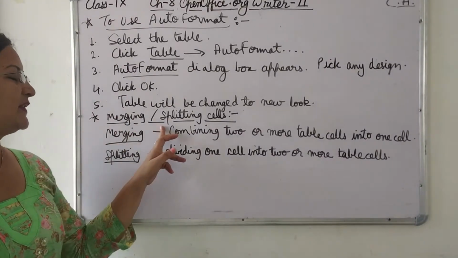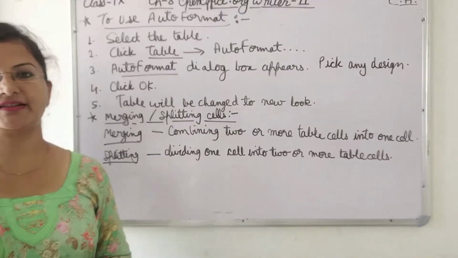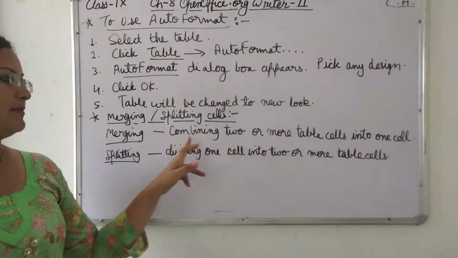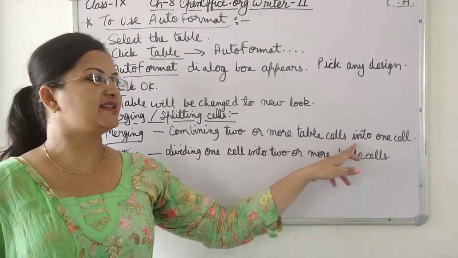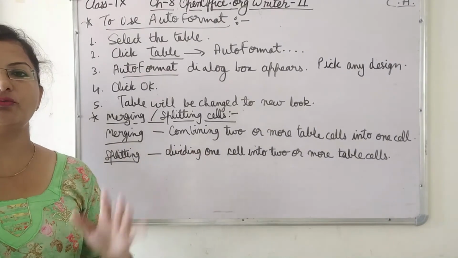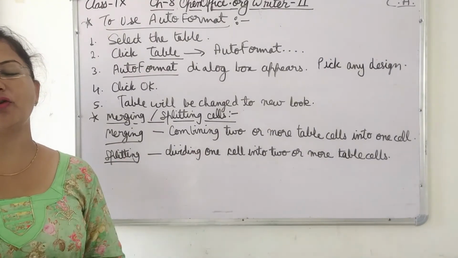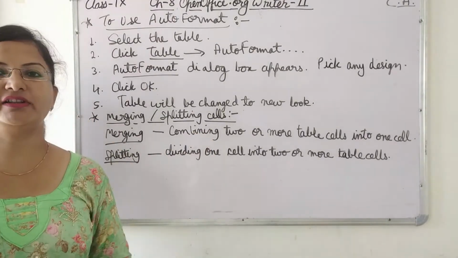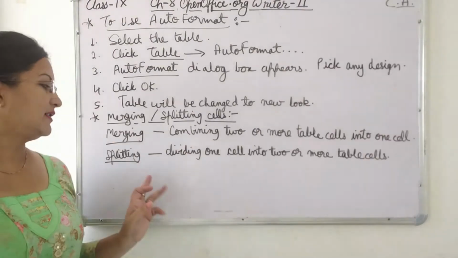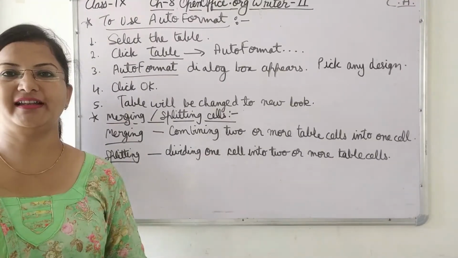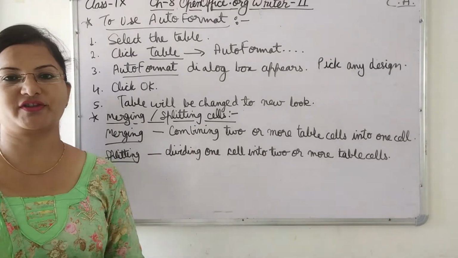Now, merging and splitting cells. Merging means combining. Combining two or more table cells into one cell, that is merging. In merging we can select two or more cells, and then click on the merge icon, and those selected cells will be merged and become one single cell. Splitting means dividing one cell and converting it into two or more cells.